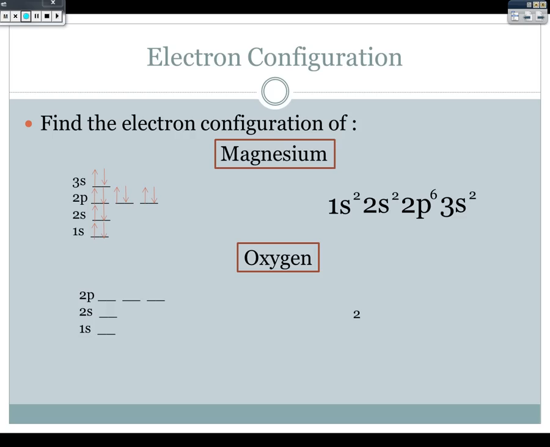So oxygen has an atomic number of 8, so it should have 8 electrons in its orbitals, which if you fill that in, you get 1, 2, 3, 4, 5, 6, 7, 8. So my 1s orbital has 2 electrons, my 2s orbital has 2 electrons, and then my 2p orbital has only 1, 2, 3, 4 electrons. So that is my electron configuration for oxygen.